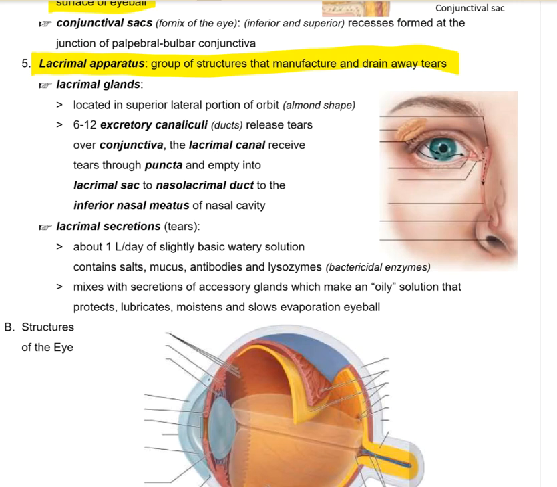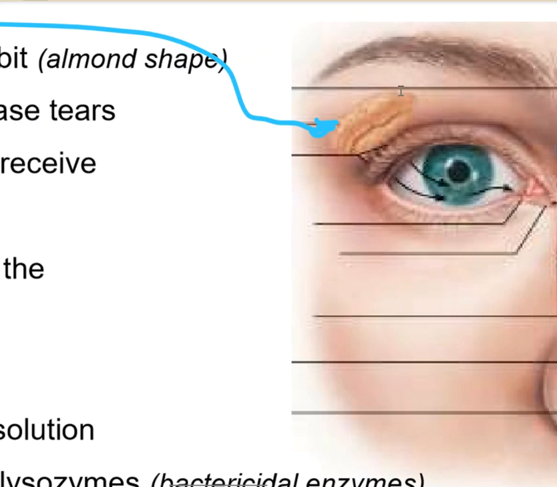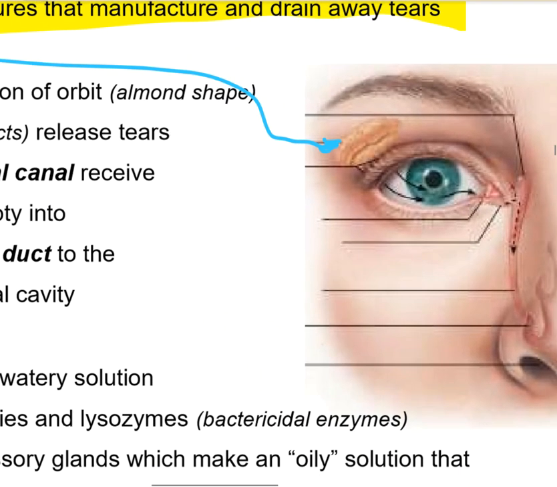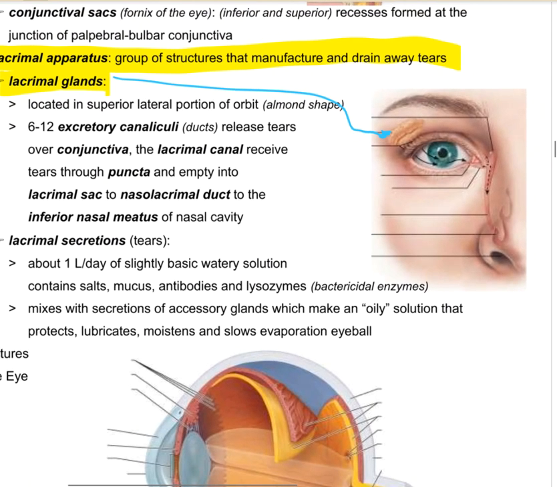So, where does this liquid come from? Well, most of it comes from the lacrimal glands, right? And it's located in the superior lateral portion of the orbit, and it's kind of almond shaped. And this is it right here. So, you can see one right there. Okay. There's a bunch of canaliculi, little ducts. You can kind of see them there in brown right here. Those are the ducts labeled, but I won't label them. And they are releasing tears over the conjunctiva.